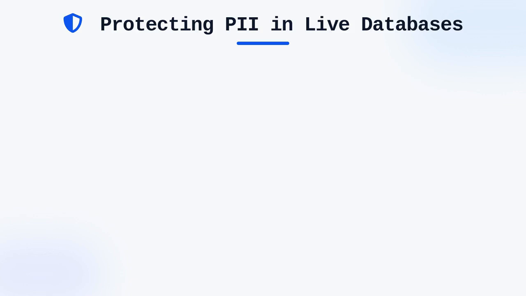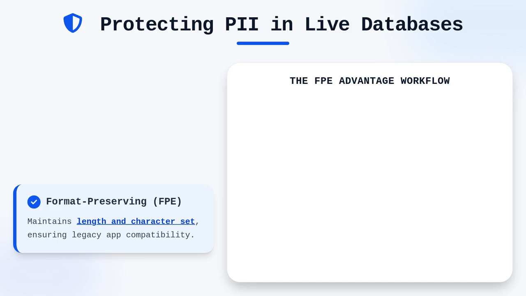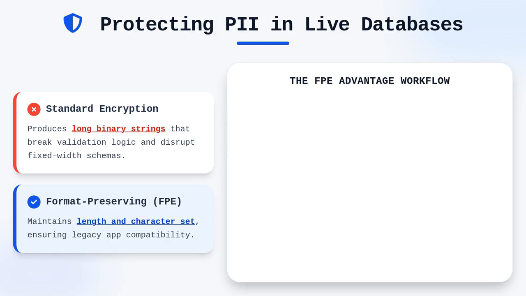When we approach the challenge of protecting personally identifiable information in a live database, we must distinguish between permanent transformations and dynamic, context-aware masking. Format-preserving encryption stands out as a particularly elegant solution because it maintains the length and character set of the original data, which allows legacy applications to process encrypted values without needing a complete refactoring of the schema. In contrast to standard encryption, which often produces long binary strings that break validation logic, format-preserving encryption keeps a credit card number looking like a credit card number.